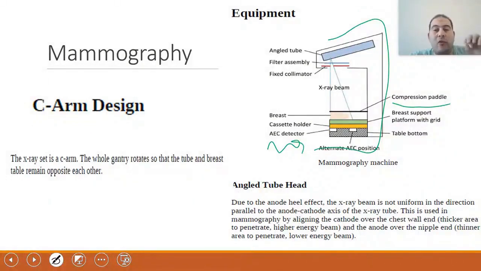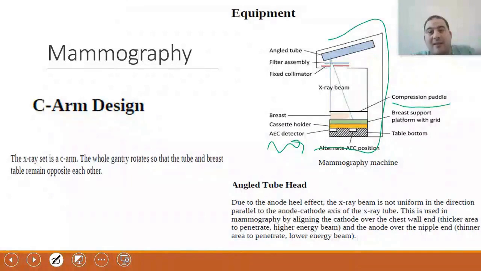This automatic exposure control, sometimes called a phototimer, functions by detecting the radiation that has already been emitted, and based on that, it stops the examination. For example, you can set it to be pre-adjusted at a certain energy level or a specific number of photons to stop your examination.